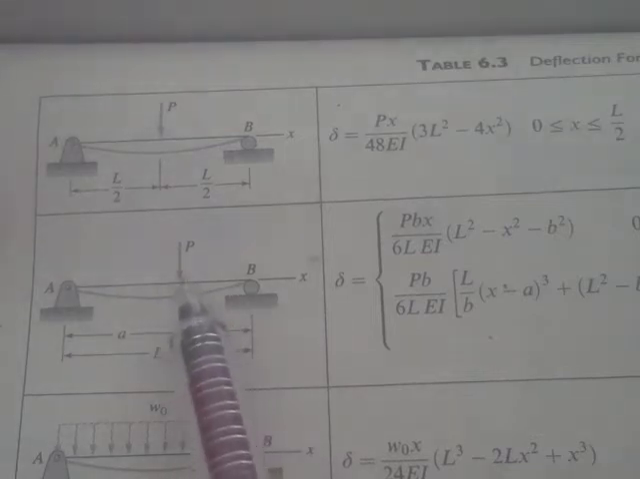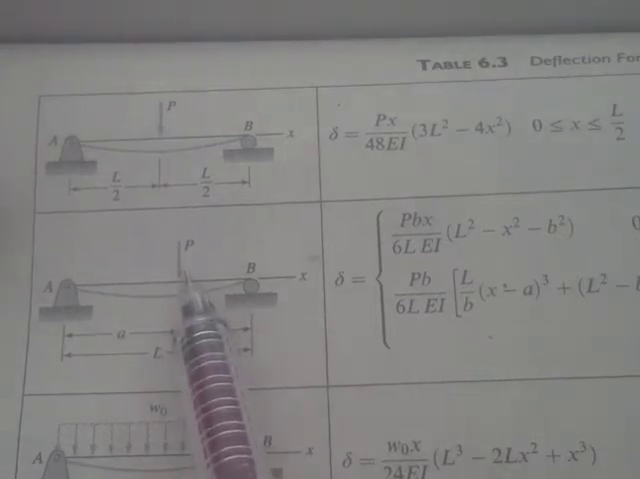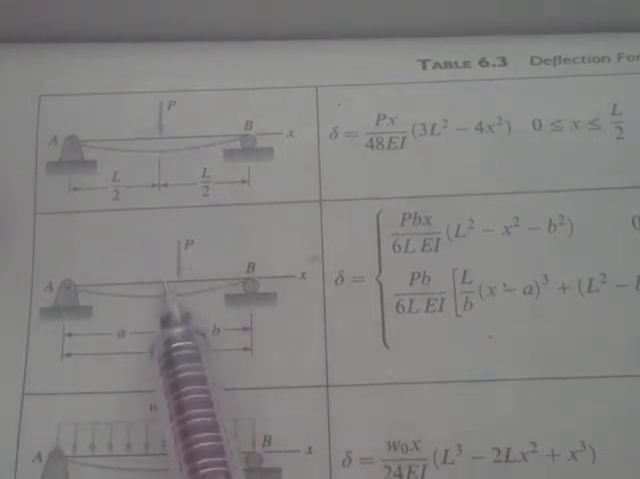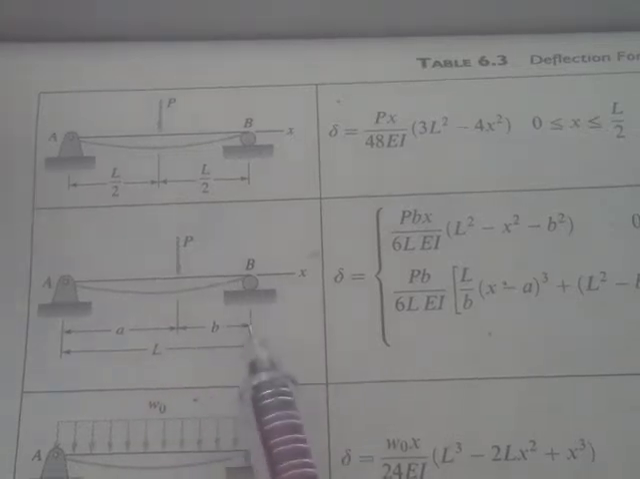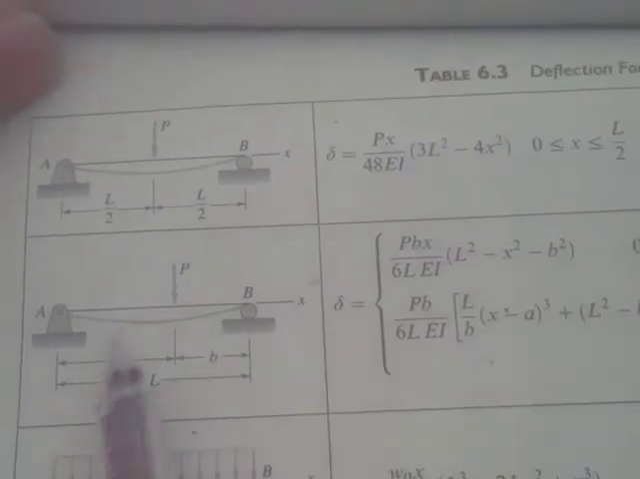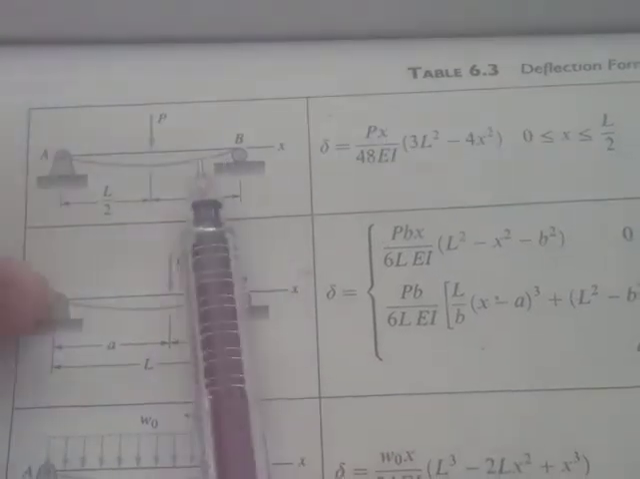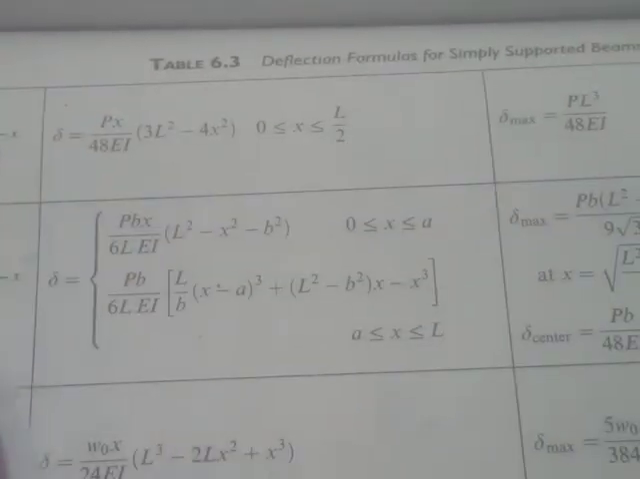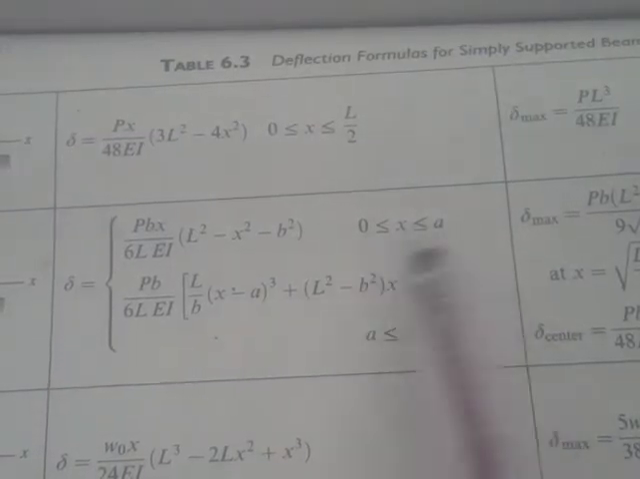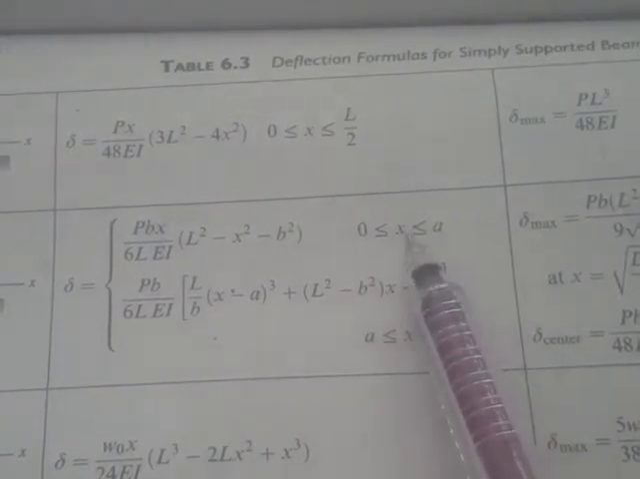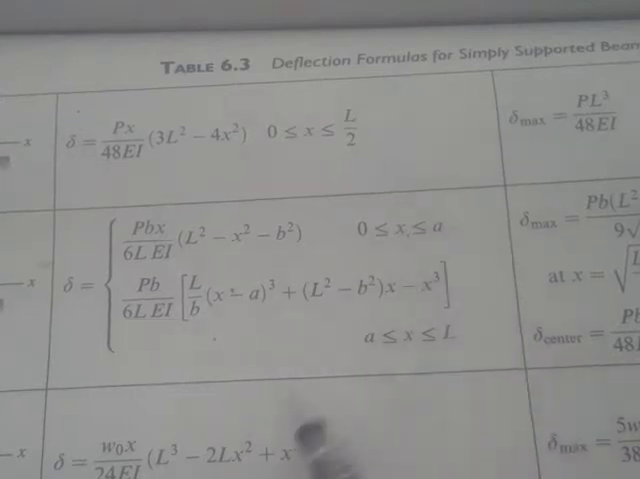Okay, so let's start with this. Now, if you have a concentrated loading that's not at the midpoint, and we want to find the deflection anywhere along this length, then we will use this expression, because the condition right here says that x is anywhere between 0 and a.